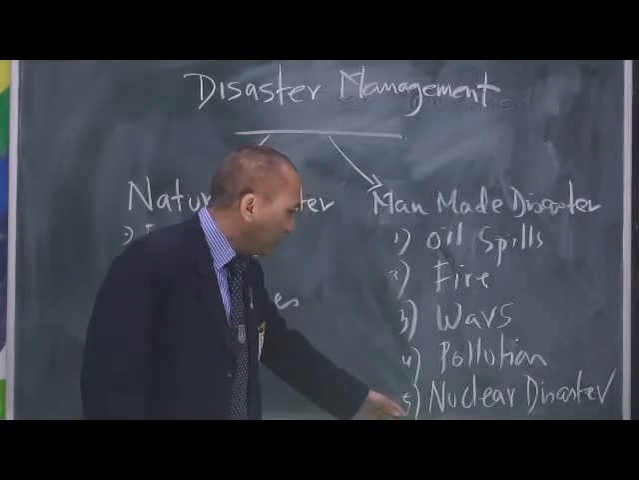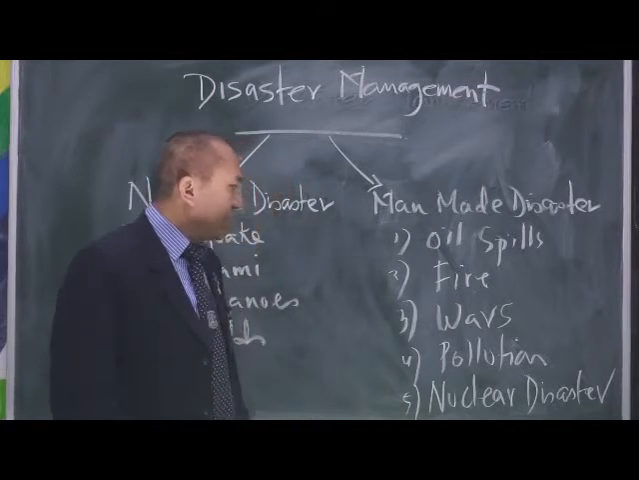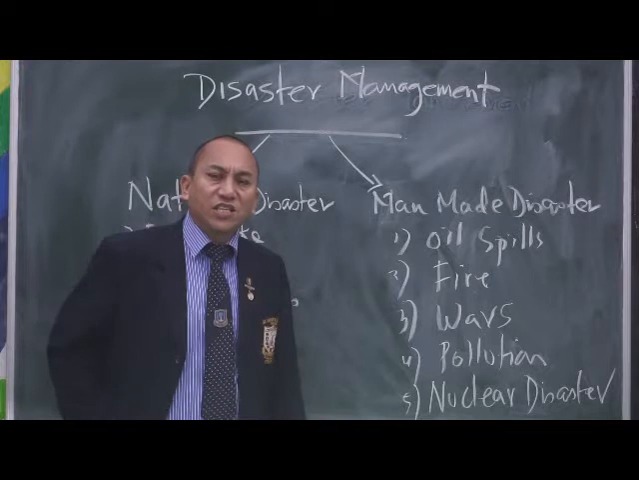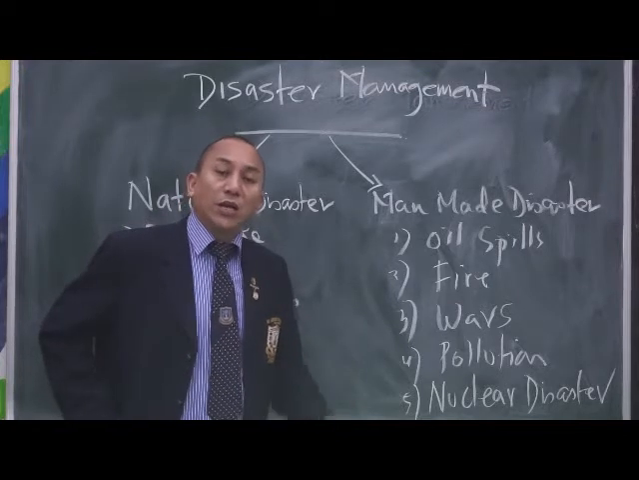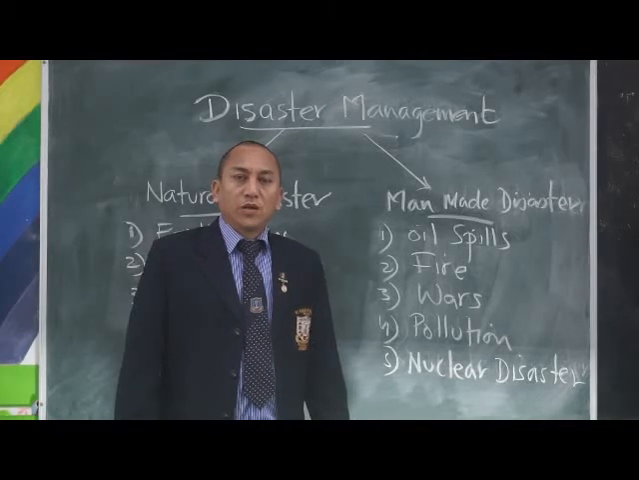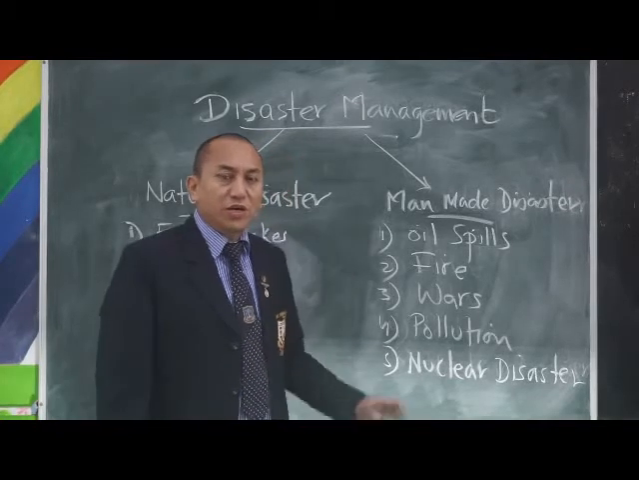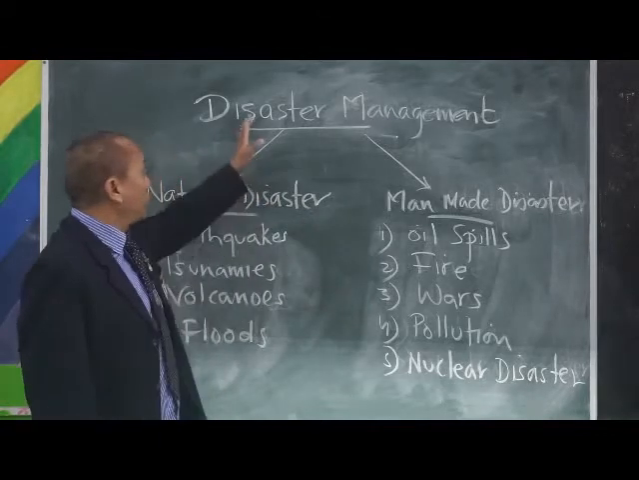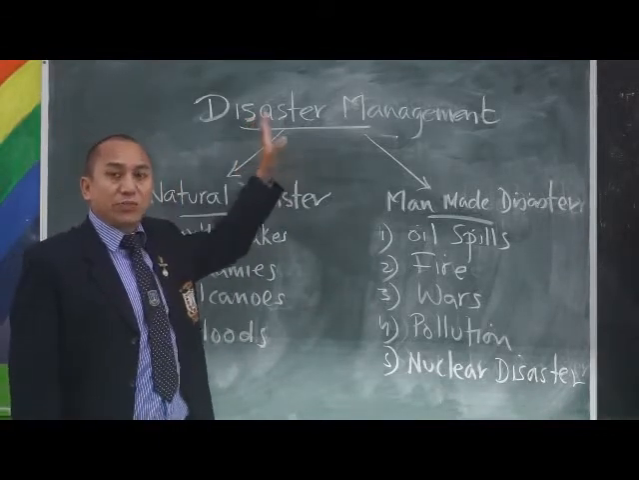Then the last one we have is number 5, nuclear disaster. Nuclear disaster is also another man-made disaster. So dear students, once again we'll just recapitulate from the top as we go down. Disaster management is the chapter we're doing now.